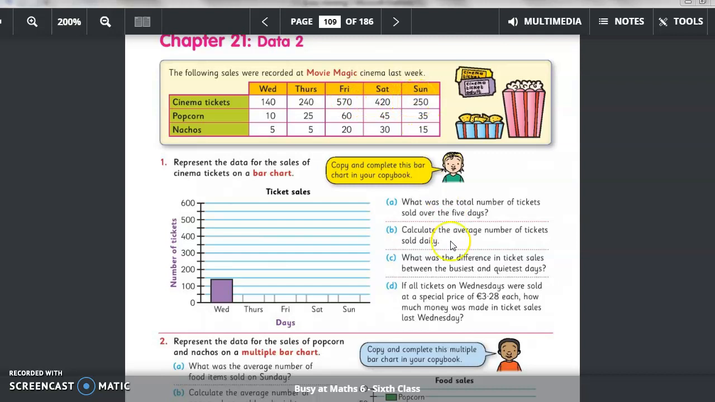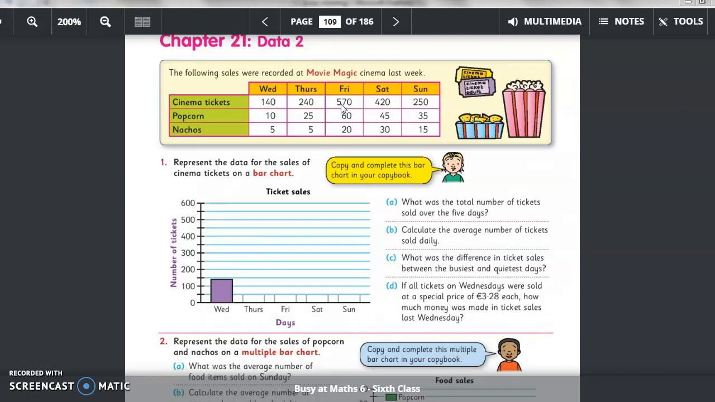C, the difference in ticket sales between the busiest and the quietest days. So difference means takes away. Find the busiest day, which is Friday, and the quietest day has the least number of sales, which is Wednesday. Take away, make sure you put the big number on top.